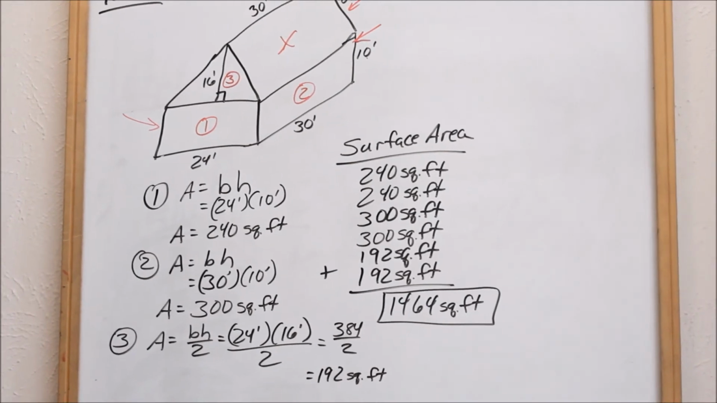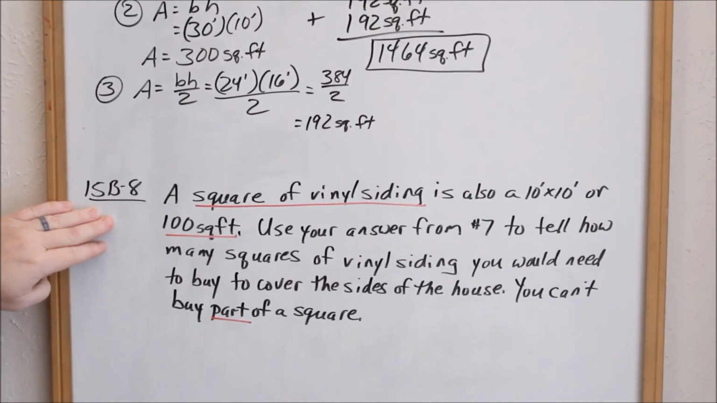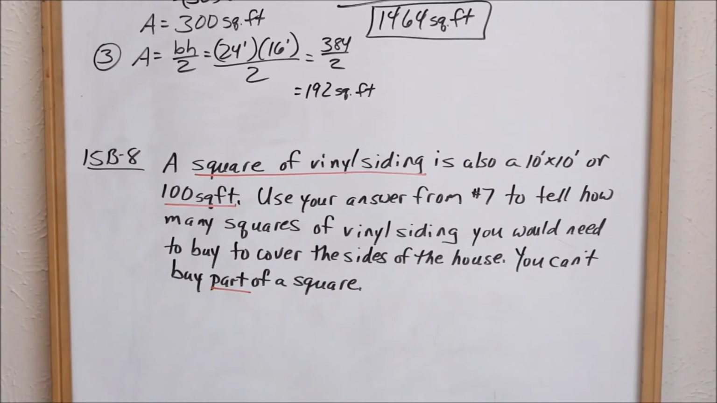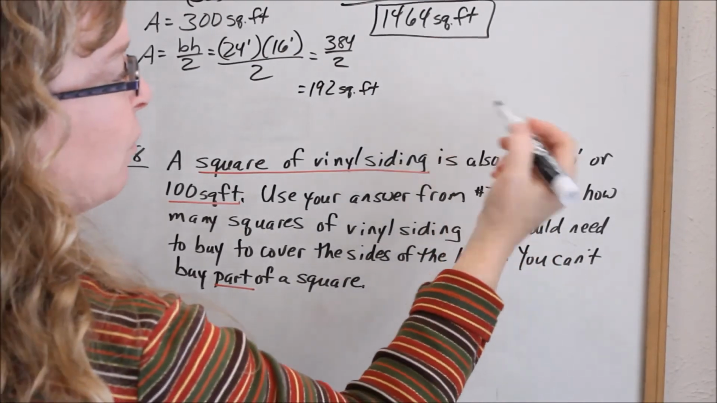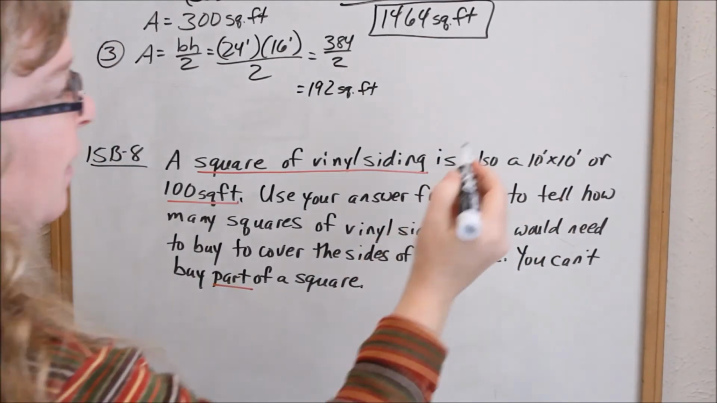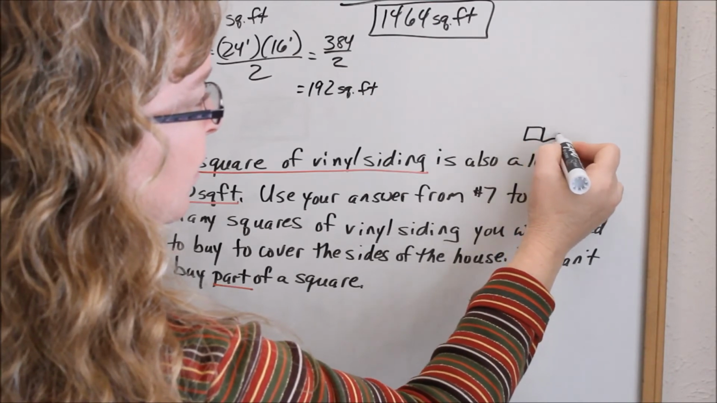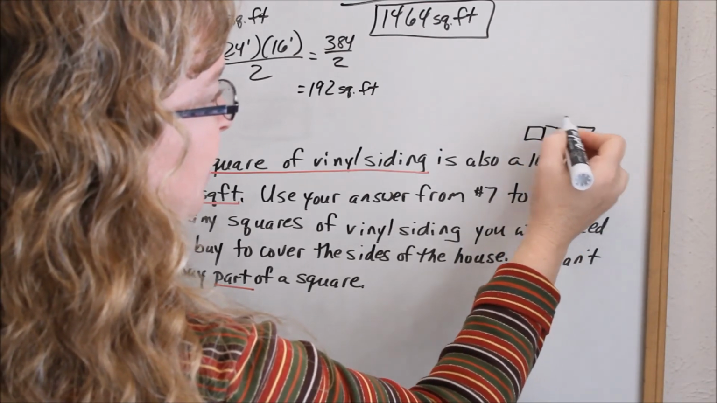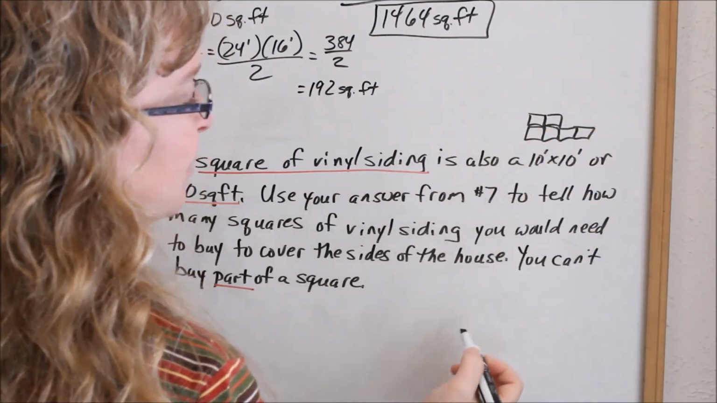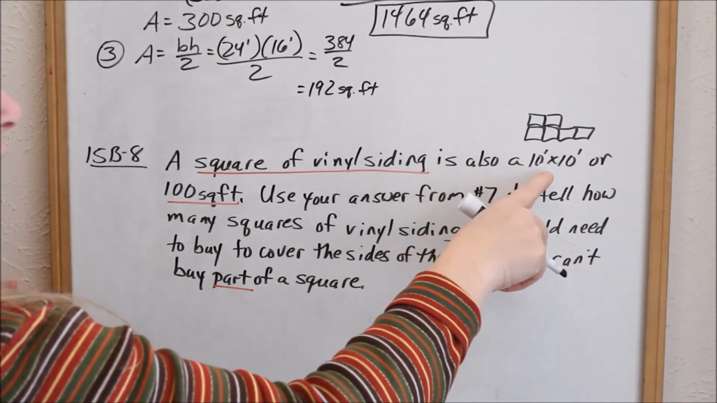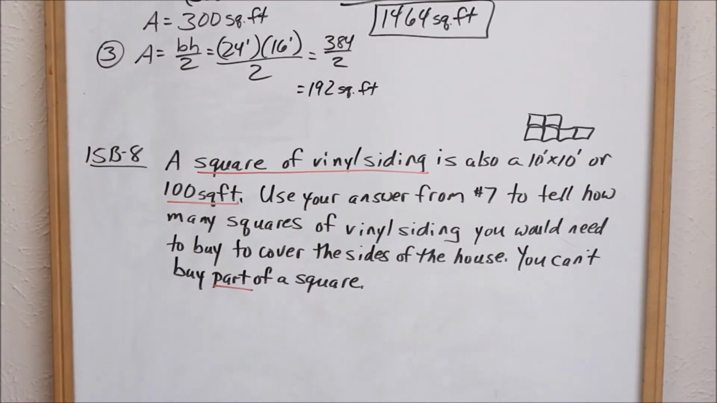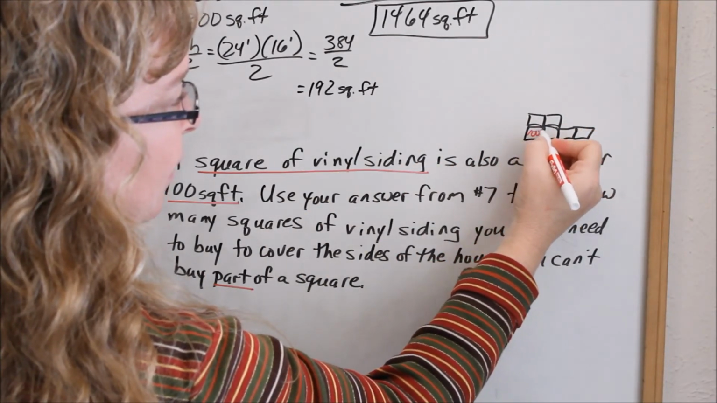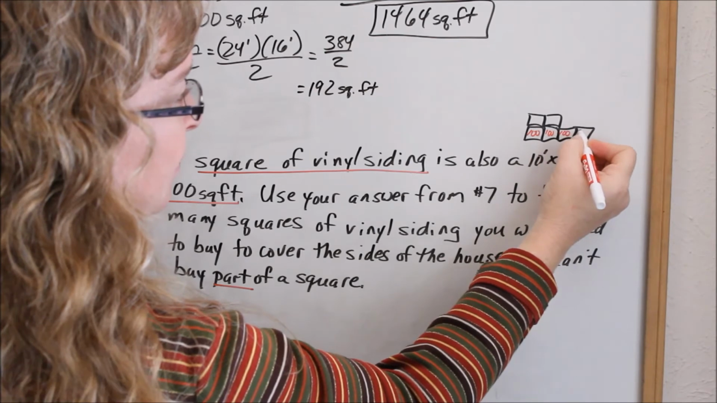Okay? Now, go down to number 8. Number 8 says that a square of vinyl siding is 10 foot by 10 foot. So if I want to put vinyl siding on the house, then I would be putting these squares of 10 feet by 10 feet all on the sides of the house. Okay? So if a square of vinyl siding is 10 feet by 10 feet, it also represents 100 square feet. So every little square is going to represent 100 square feet.